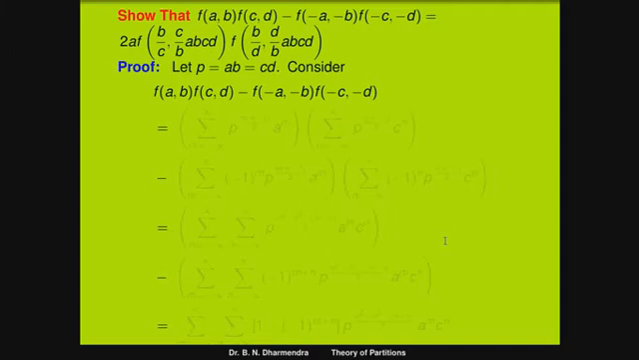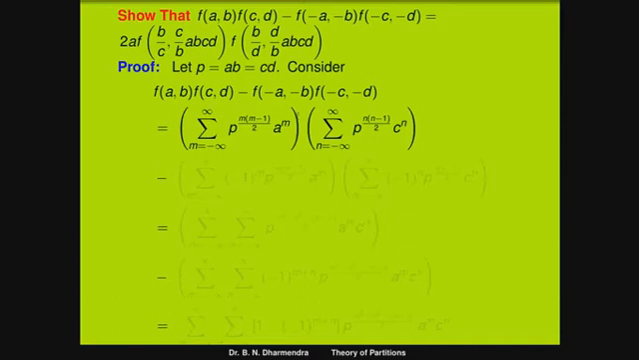We are using these two results, because here we have f(a,b) and f(-a,-b), and also p = ab, which is also equal to cd. Using that result, the first two terms f(a,b) f(c,d) can be written as the summation m from minus infinity to plus infinity of p^(m(m-1)/2) a^m, and the second one, the summation n from minus infinity to plus infinity of p^(n(n-1)/2) c^n. Here p is cd and also ab, so both are equal.